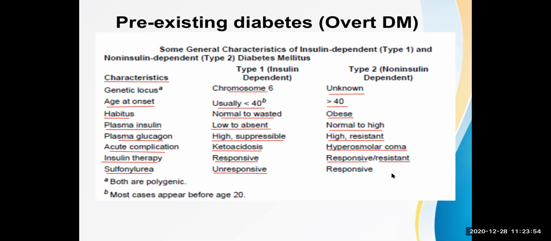But in type 2, it is a very important drug because beta cells are still functioning. They are still secreting insulin. When we stimulate them, they will secrete more insulin. So sulfonylureas are very commonly used there. So these are some of the differences between type 1 and type 2 diabetes.